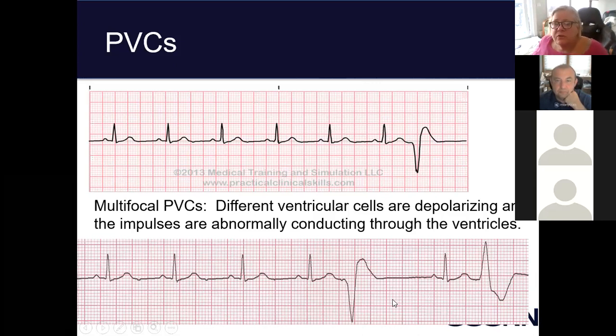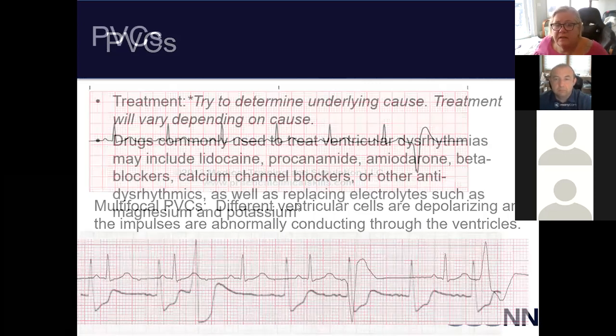That can be concerning because that means there's more than one irritated area in the ventricle. You've got at least two trying to fight for control, in addition to the sinus, the AV node, and the bundles of His. But you've got two other areas trying to make trouble there. And again, we know that because the morphology is different. They look different. It's called multifocal PVCs.